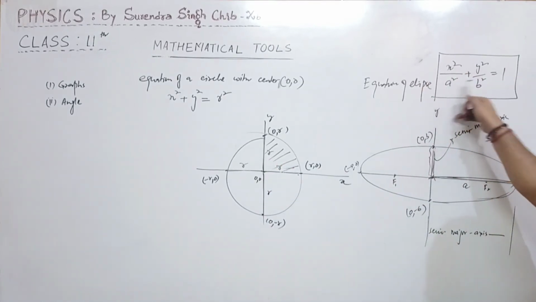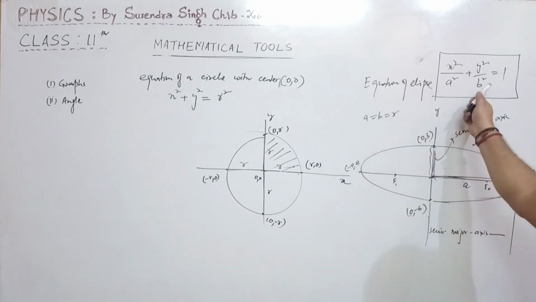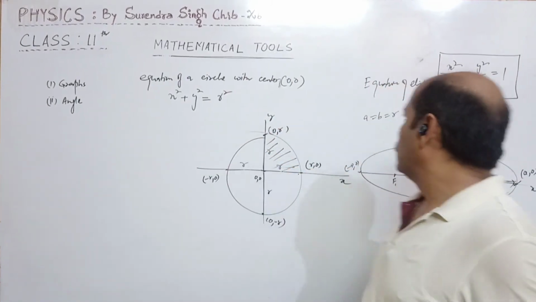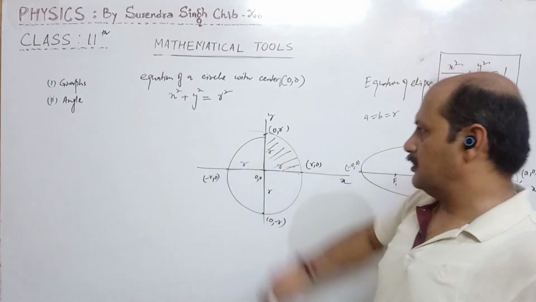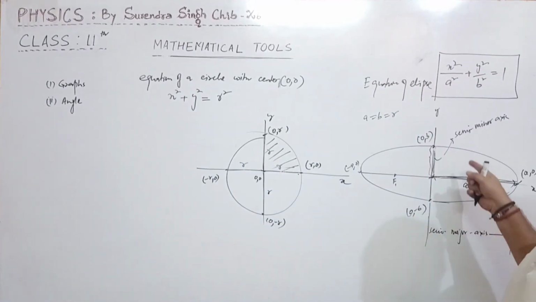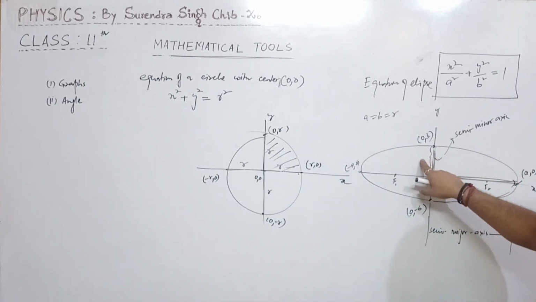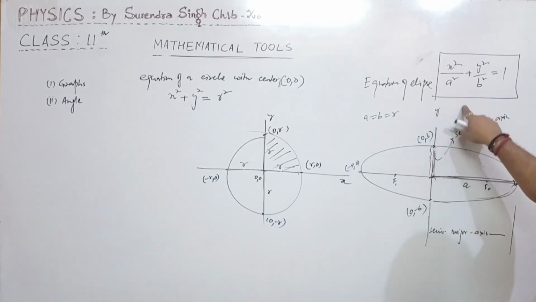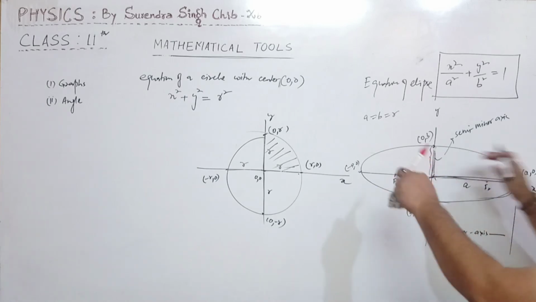अगर हम इसको a और b को इक्वल कर दें, if a equals to b equals to r कर दें, तो you will find this equation becomes this. तो इलिप्स में अगर ये और ये दोनों इक्वल हो जाए रेडियस, तो ये सर्कल बन जाता है. I mean to say circle is a special case of ellipse in which a and b are equal. Otherwise ellipse is this: x square upon a square plus y square upon b square equals to 1. So this is an ellipse जो ऐसे है.